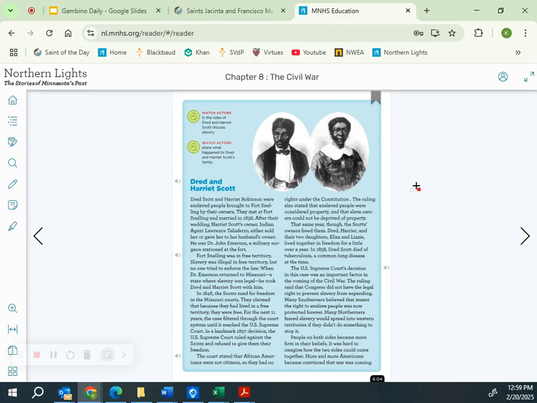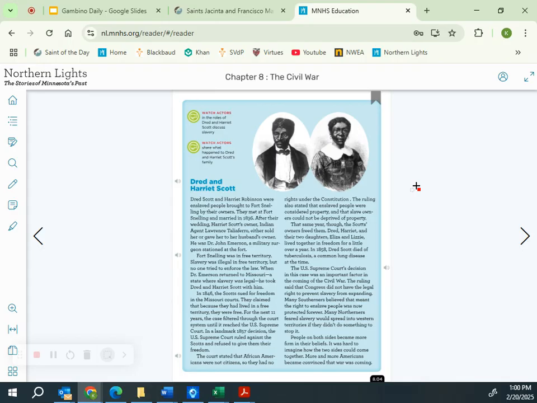That same year, though, the Scotts' owner freed them. They decided for their own reasons, you know what, we don't want to have slaves. It's not okay. So they gave them their freedom. Dred, Harriet, and their two daughters, Eliza and Lizzie, lived together in freedom for a little over a year. Then in 1858, Dred Scott died of tuberculosis, a common lung disease at that time.